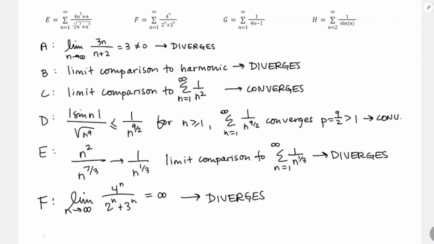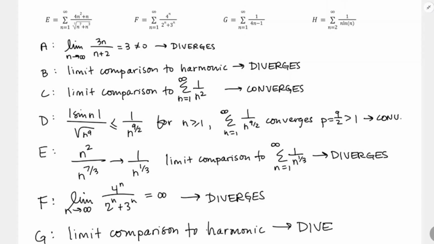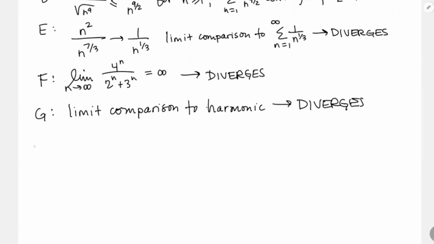And then g, 1 over 4n minus 1, we're going to limit compare to the harmonic and get 1/4, which is positive and finite. We've done plenty of that. That diverges. And then h, 1 over n natural log n. Okay, so if you remember, that's one of our named series. We know that guy diverges.